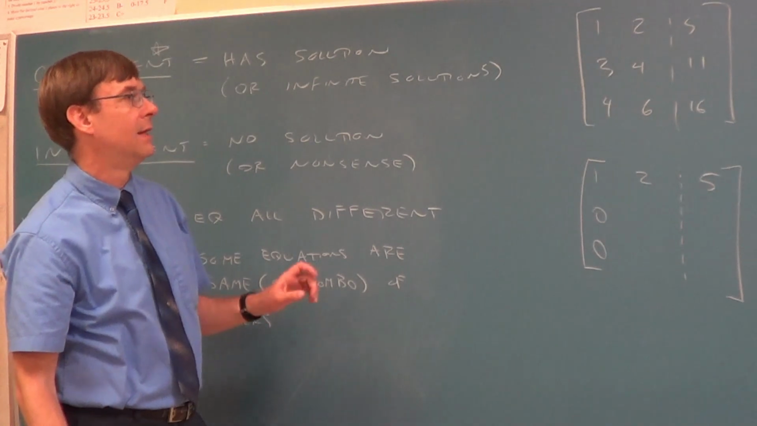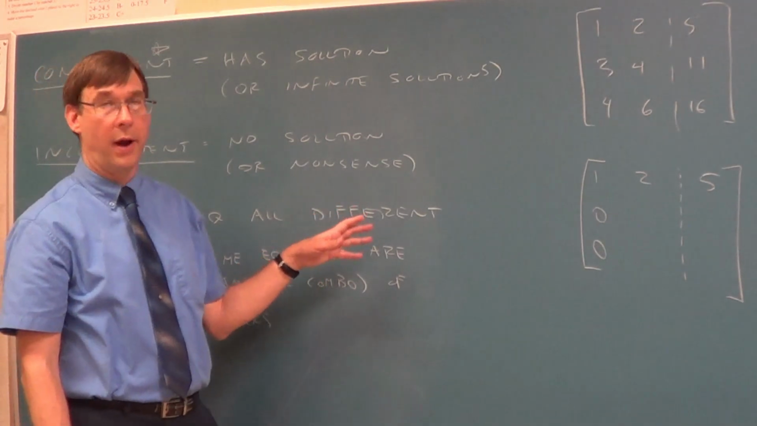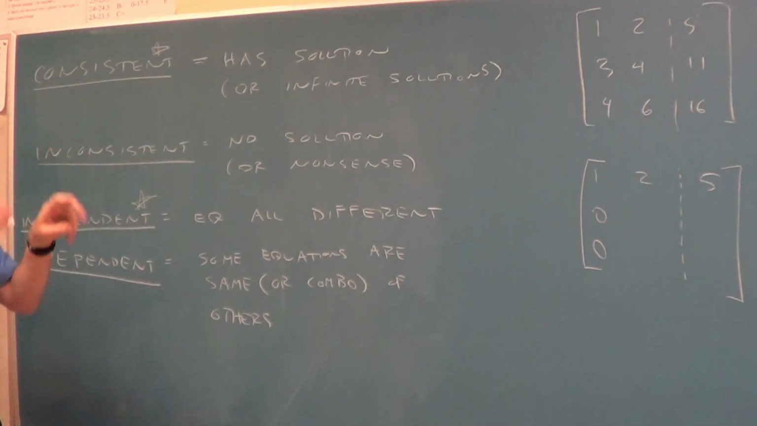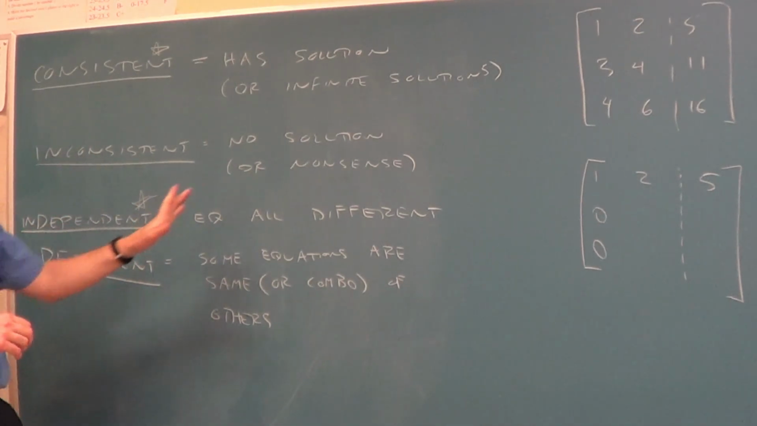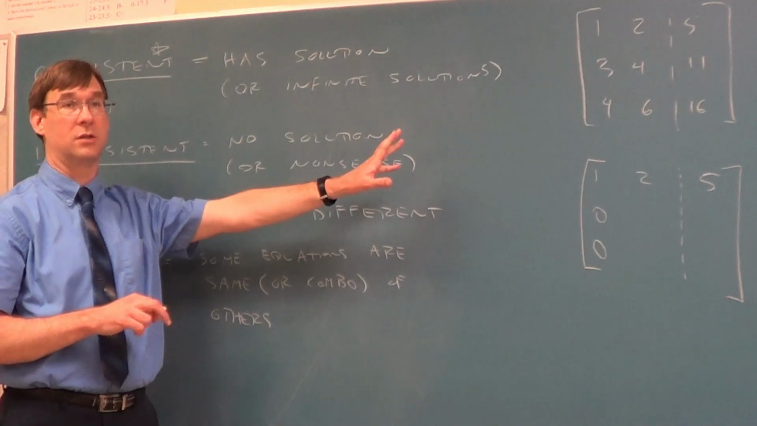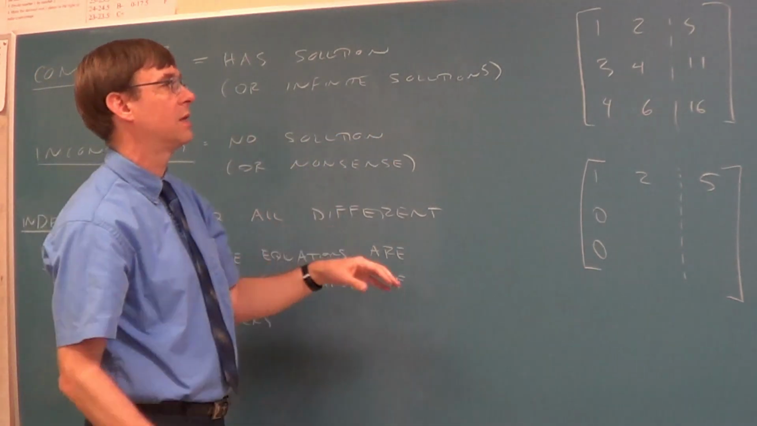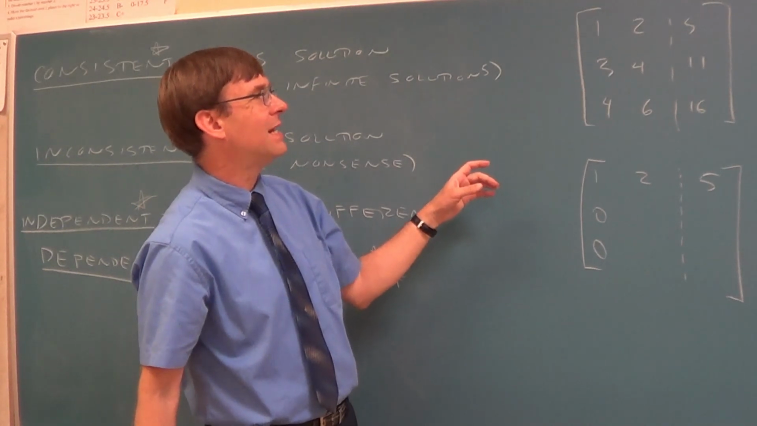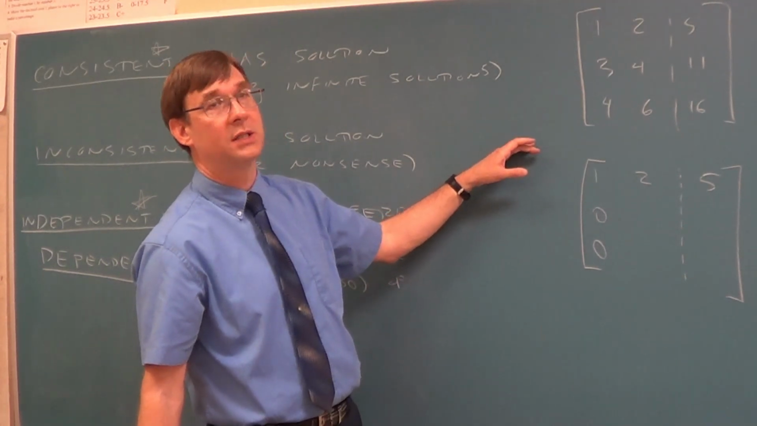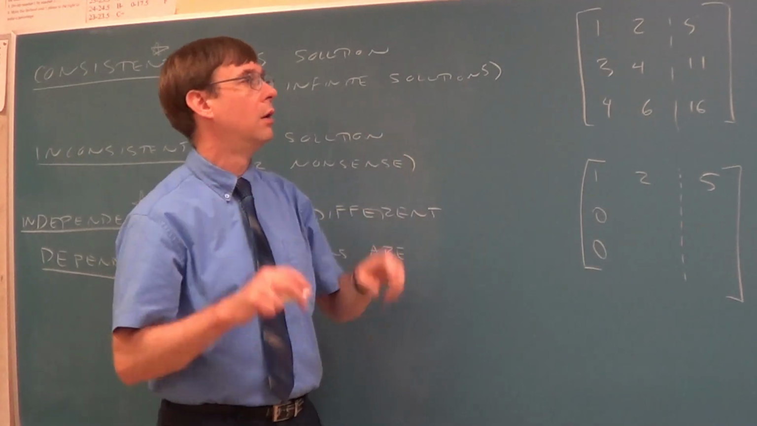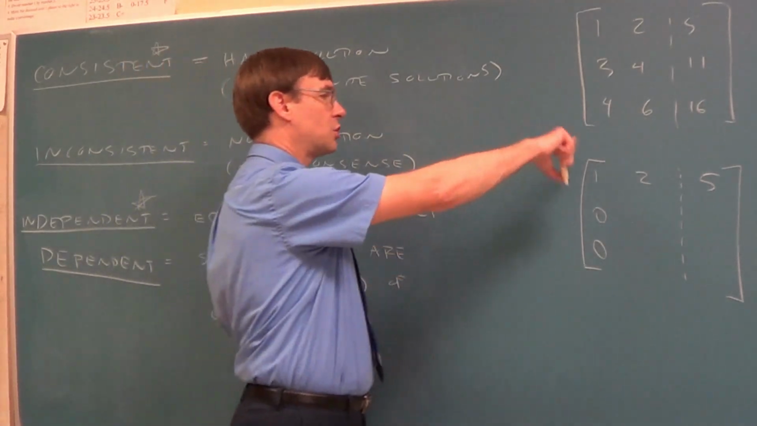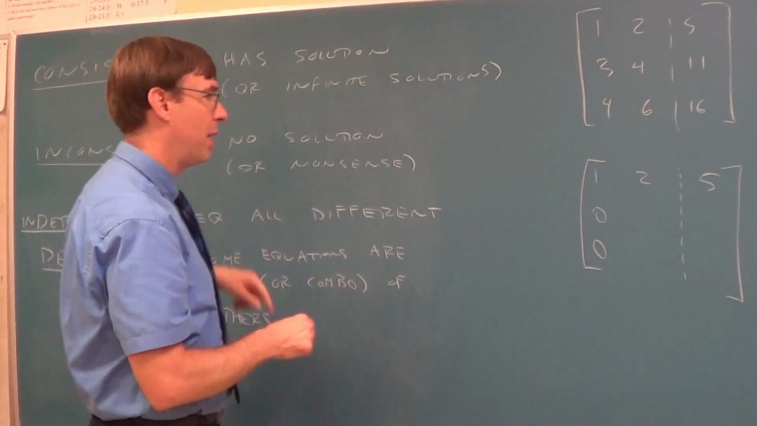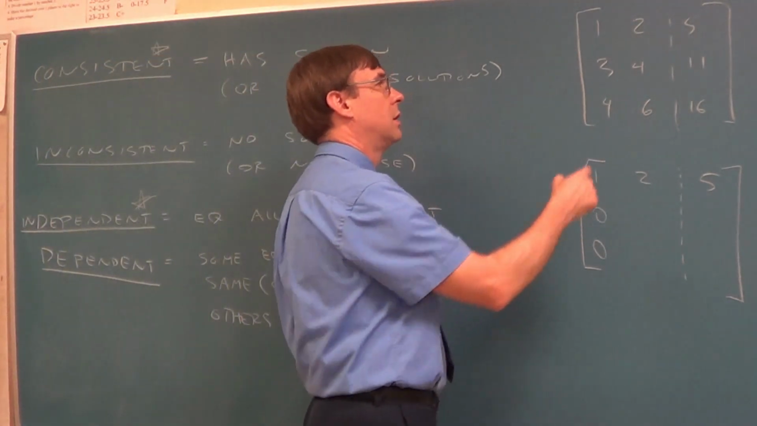I will say this. If the matrix is not square, it has to be at least one of the bad words. Inconsistent or dependent. If it's not square, something is wrong with it, if you want to say it that way. I don't know that that's fair. Another thing you can check, anytime the determinant is 0, something's wrong. So something's wrong with this. This is not going to be consistent independent. There's going to be at least one of the other ones.